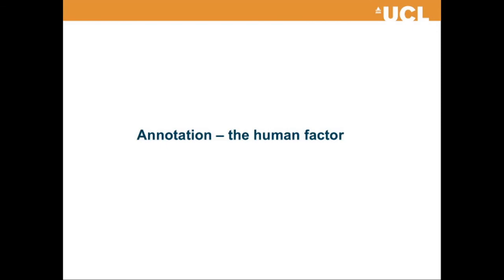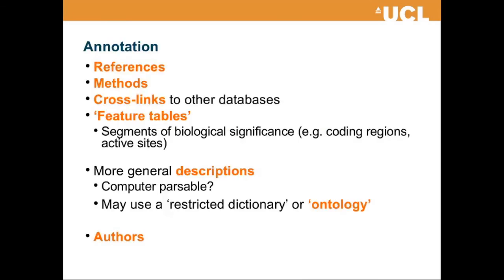For the last section of this lecture, we're going to look at annotation, which is the human factor in all this. What do I mean by annotation? Well, references to papers that describe a sequence, for example, the methods that have been used, cross-links between different databases and databanks, feature tables, so indications of segments of a sequence or of a structure that are of biological significance. So that might be in DNA, it might be coding regions, in a protein, it might be an active site of an enzyme.